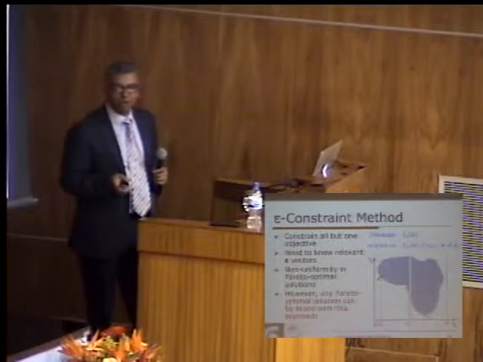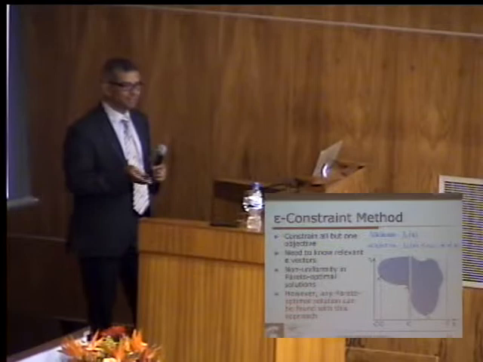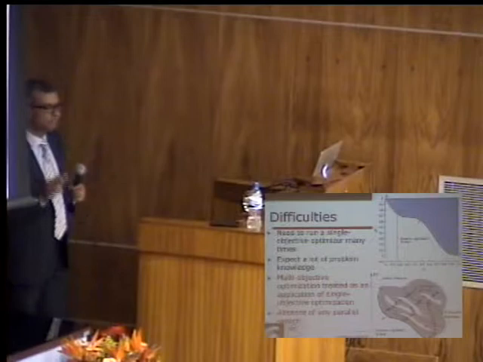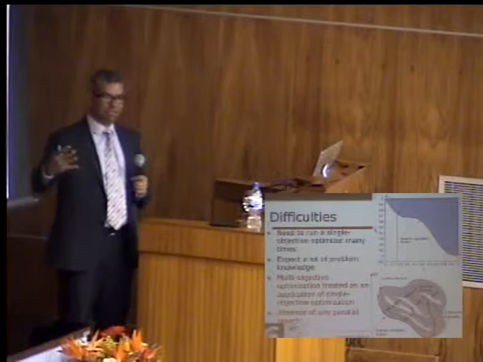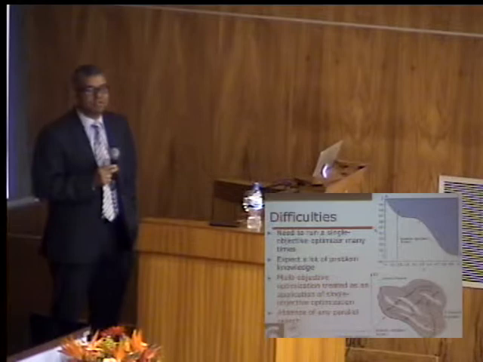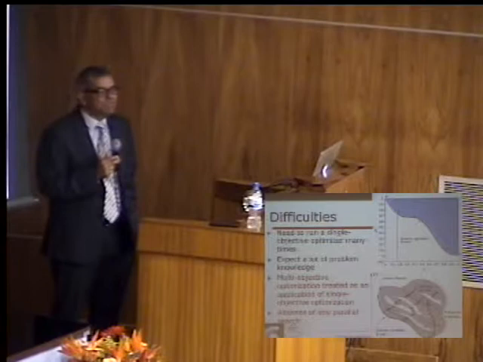A newer method is called the normal constraint method. The constraint comes in a slightly different way, in an angular manner, and that's a really popular method. No matter what method you pick from the classical MCDM, multi-criteria decision-making, literature, they have some of these difficulties. One is they need to run a single objective method many times, as I showed you, with different W's or different epsilons. Knowledge of these W's and epsilons is absolutely essential, because if you use arbitrary epsilons, some of the time they will not create a feasible solution, and some of the time different epsilons will create the same solution. So it's a waste of computation.